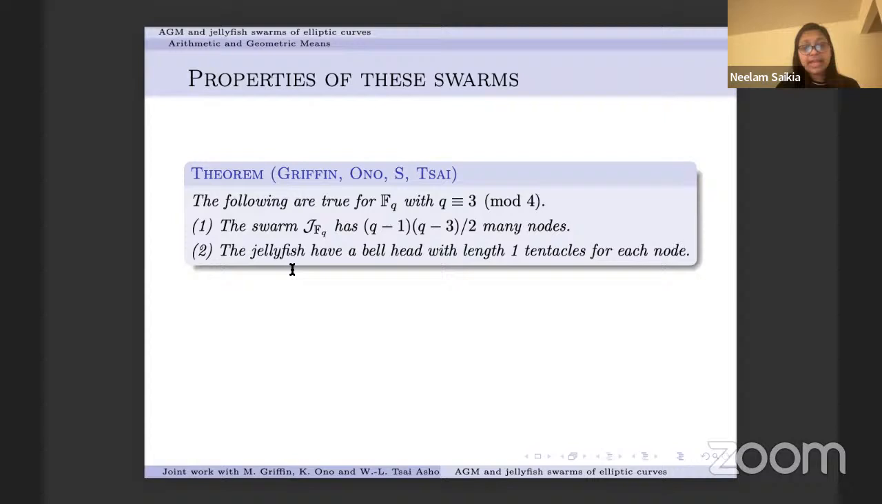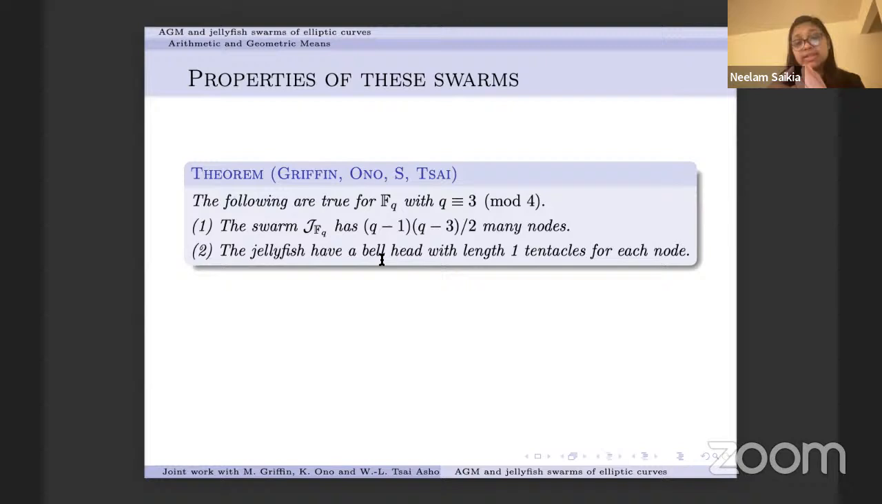And as we have seen in the pictures, each jellyfish is a bell head with length 1 tentacles from each node. This is easy to show. If you have a pair in the orbit, it must have a parent in the orbit. If small a, small b is a node in the orbit, then it must have a parent. Suppose we name this parent capital A, B. Then using elementary calculus, we can say that B, A is also a parent for small a, small b.